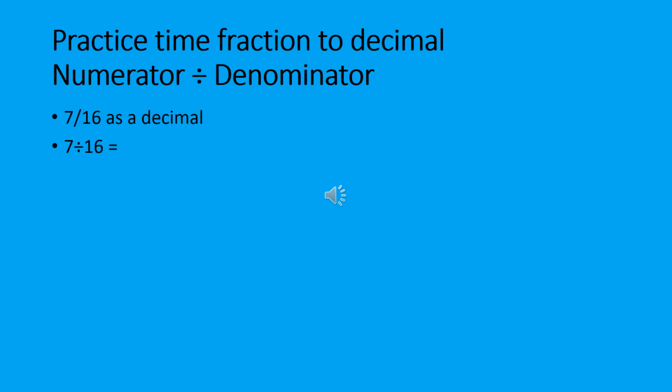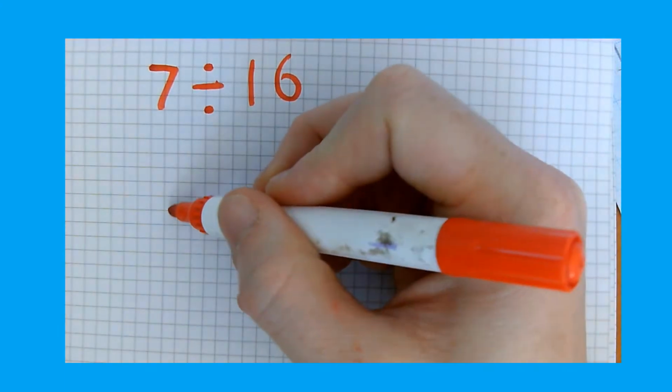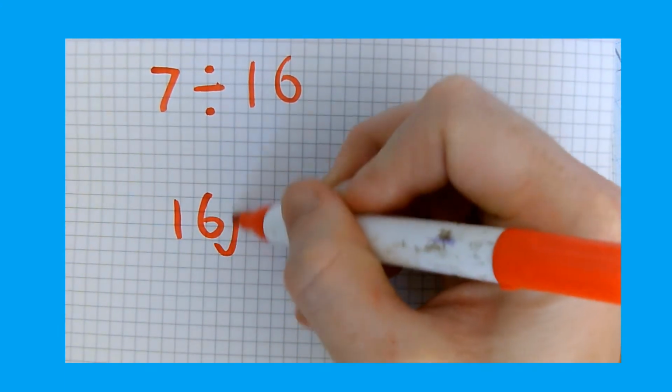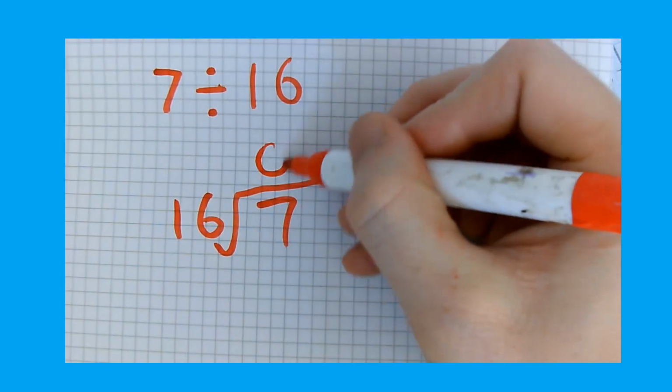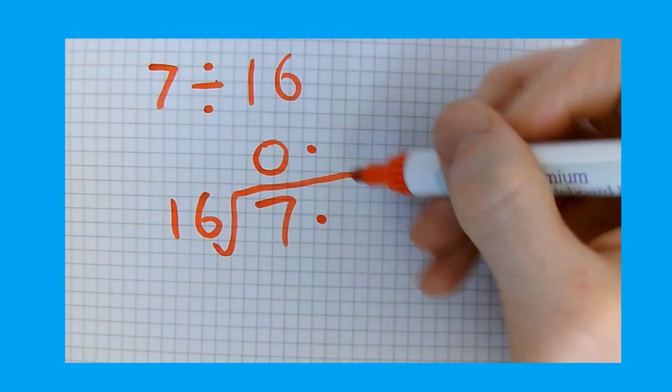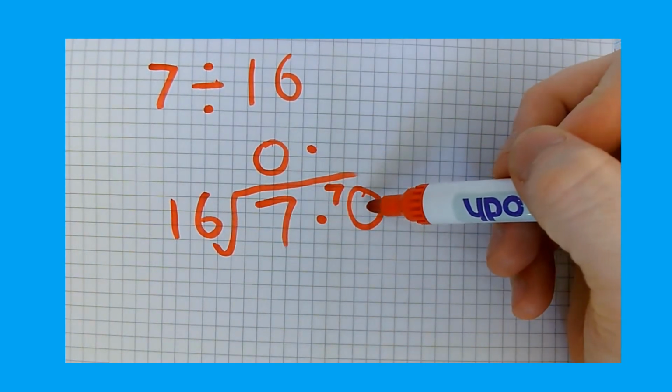Our next question is converting 7/16 into a decimal. 7/16 means 7 divided by 16. This can be done by 7 divided by 16, written like this using the bus stop method. How many 16s go into 7? 0. Decimal point. Carry the 7 over. How many 16s go into 70?